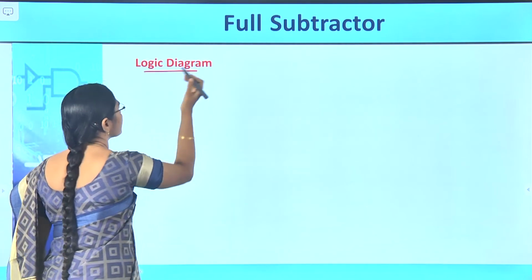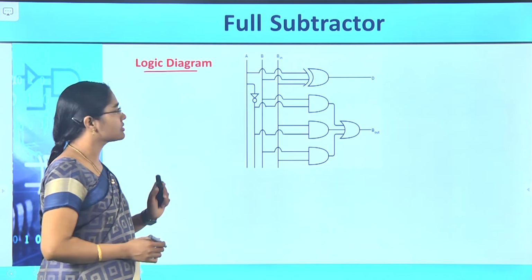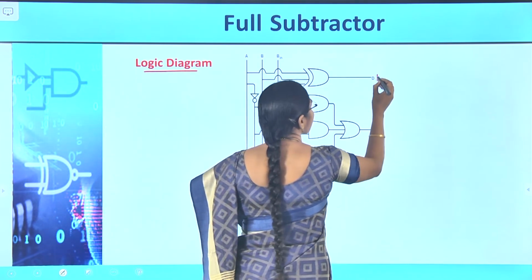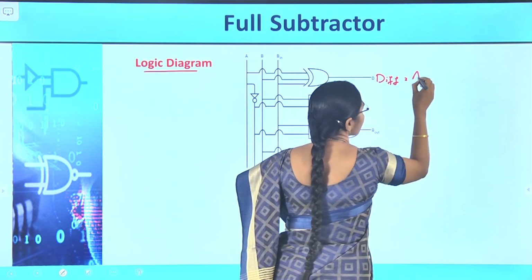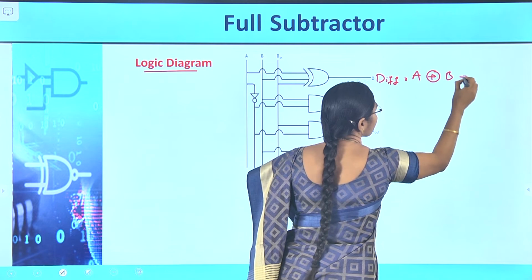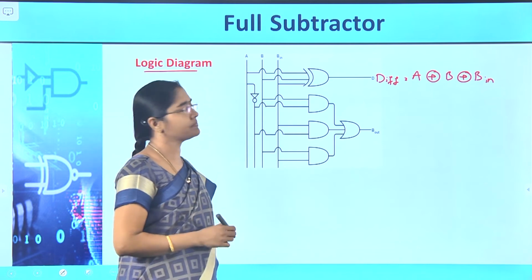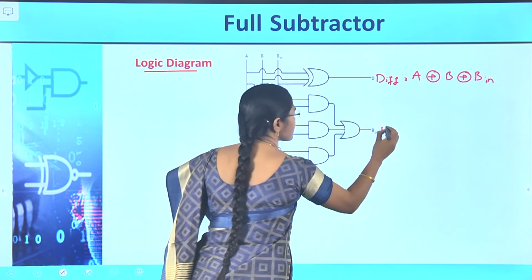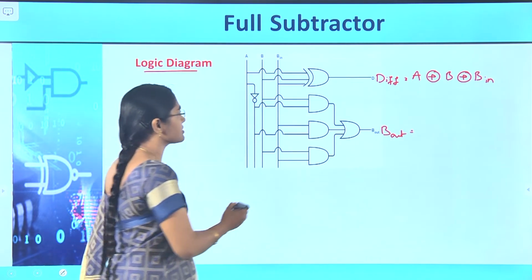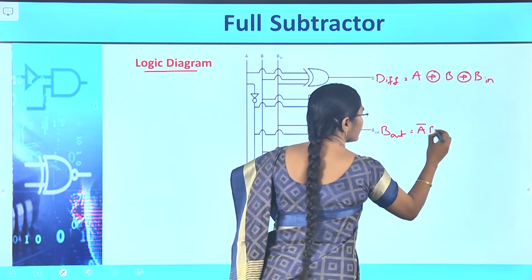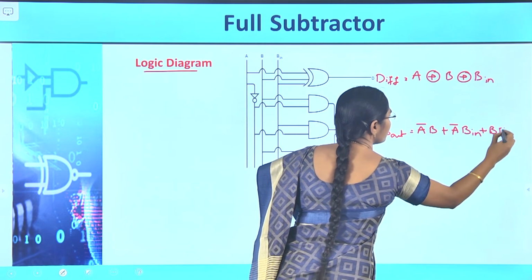So, the logic diagram for the above difference and borrow expressions: the first basic logic diagram is this, that is the difference expression equal to A XOR B XOR B in, which is shown in our second equation, and the borrow out expression is equal to, that means the logic diagram drawn for the borrow out expression as A bar B plus A bar B in plus B into B in.